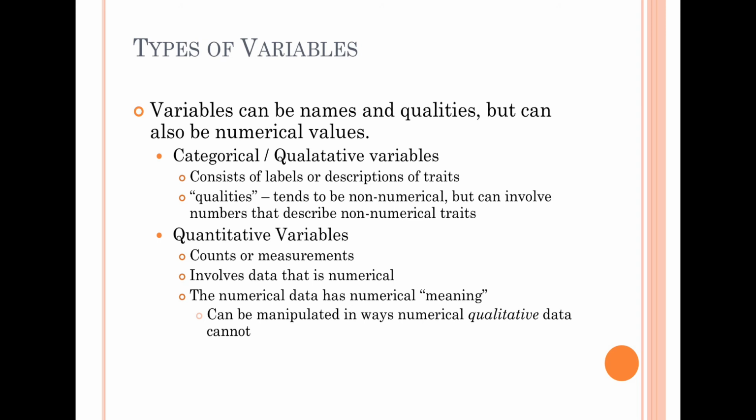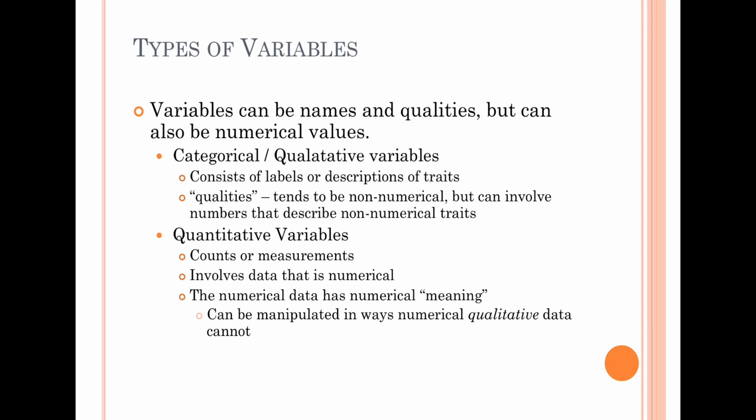So variables can be names. It can be qualities that we're measuring. It can be opinions, but it can also be numerical in nature. And so we can break it down into two different types. One we call categorical, or sometimes it's referred to as qualitative, meaning qualities. And these are like labels or descriptions, right? They tend to be words that reflect qualities about it. Like I said, it tends to be non-numerical, but it can actually involve numbers that are describing non-numerical traits.